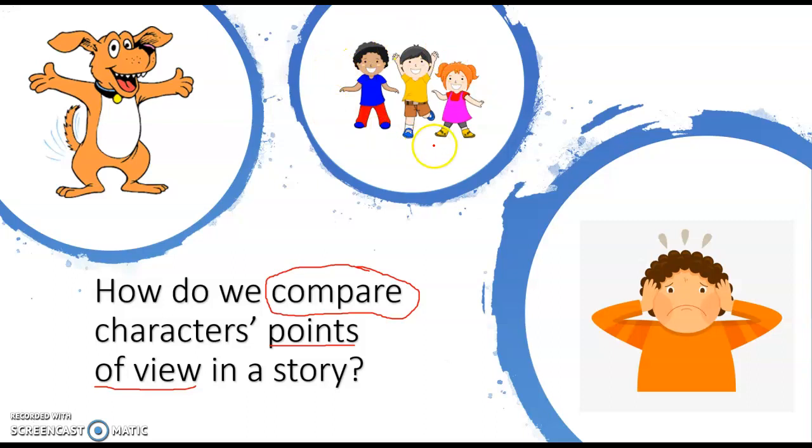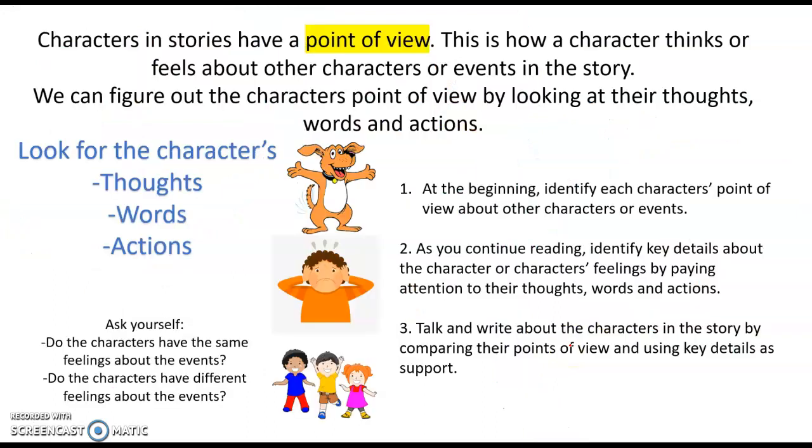These children are happy about something. This little boy looks nervous about something. So we're really going to be looking at those characters' feelings. So characters in stories have a point of view. This is how a character thinks or feels about other characters or events in the story. We can figure out the character's point of view by looking at their thoughts, words, and actions.